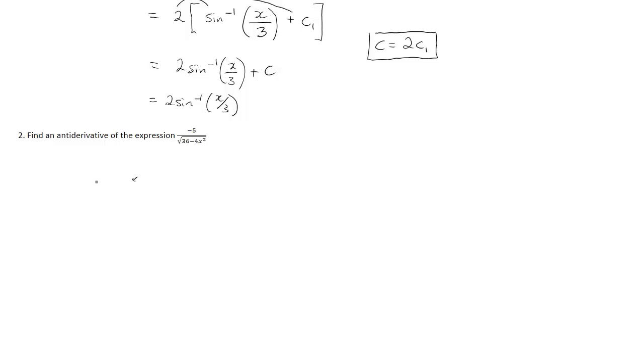And so I'm just going to write this up again. So we'll find the antiderivative of minus 5 over square root of 36 take away 4x squared dx. And what I'll do first is I can take out just a 5. I could take out negative 5 too and turn it into a sine inverse, but I'm going to keep it as a cos. They are interchangeable.